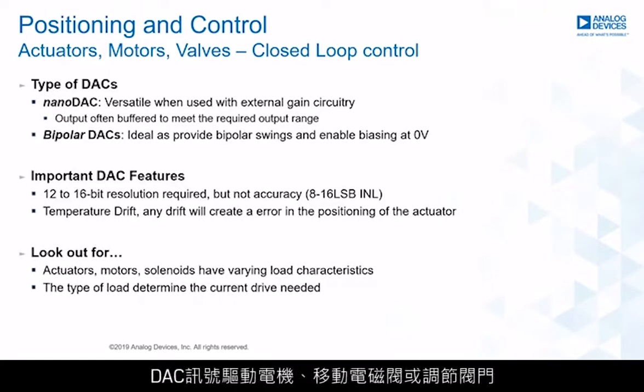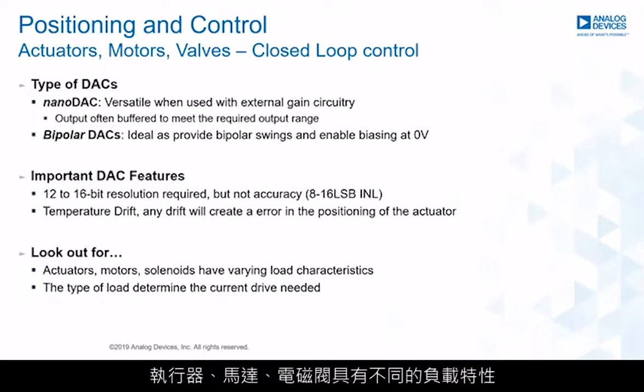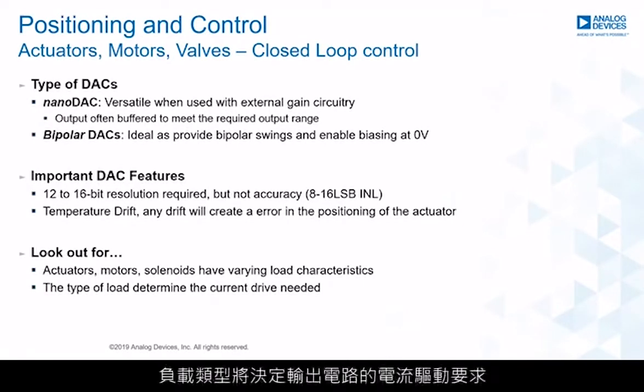In this application, the DAC signal effectively drives a motor, moves a solenoid, or adjusts a valve. Solenoids and motors are inductive and can have energy stored in their coils. This becomes significant when calculating the stress on the output driving circuitry, so buffering of the DAC is needed. Actuators, motors, solenoids have varying load characteristics from inductive or capacitive to resistive. The type of load will dictate the current drive requirement from the output circuitry, and this is what dictates the use of additional amplification circuitry or buffering, as highlighted in some of the examples earlier.